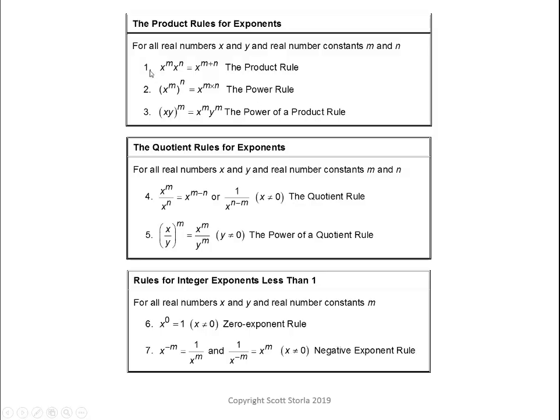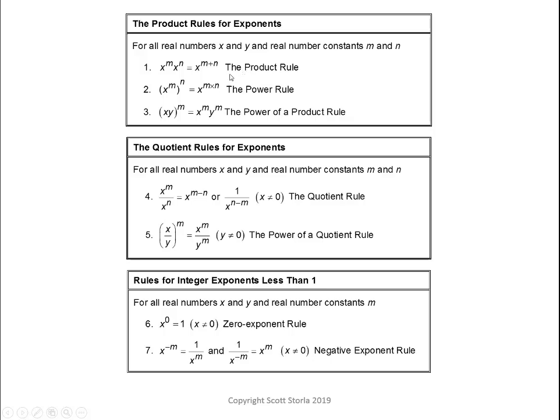will be Rule 1, the product rule, and that says if you're multiplying and the bases match, you can keep the common base and add the exponents. Rule 2, which says if we have the power of a power, we can multiply the exponents. And Rule 4, which says if we're dividing and the bases match, we can subtract the exponents, either to the numerator, m minus n, or to the denominator as n minus m.